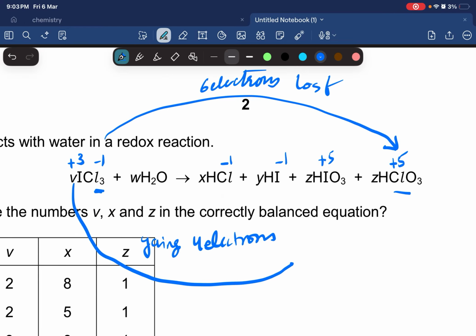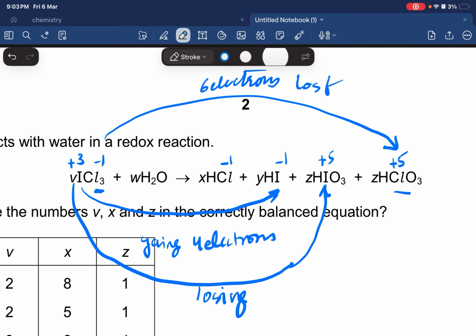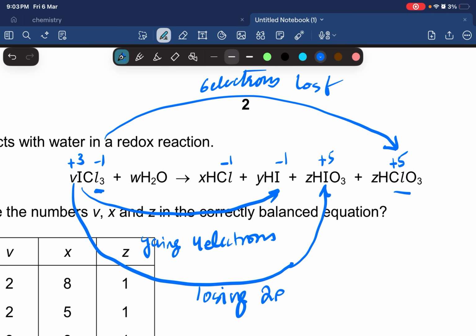Not over here, just a little bit if I move it here. Yeah. Over here, what's happening to I? I is gaining 4 electrons over here, and then I is losing how many electrons? Losing 2 electrons. Okay, losing 2 electrons. Now total electrons lost are 6, 7, 8, and total electrons gained are 4.